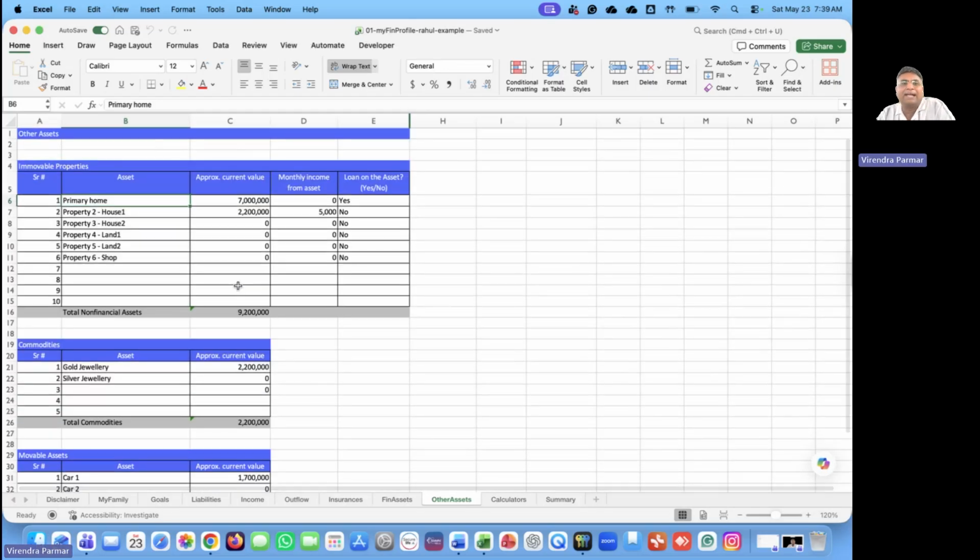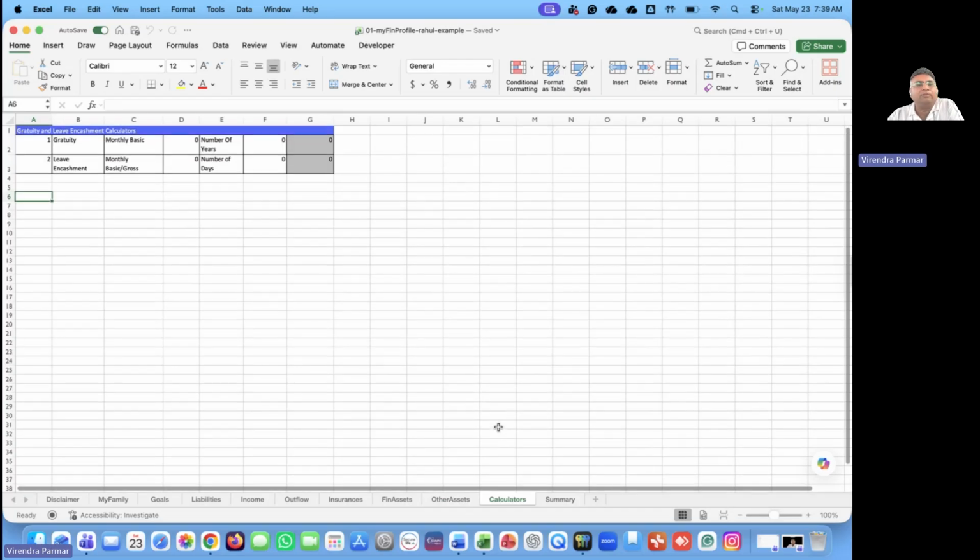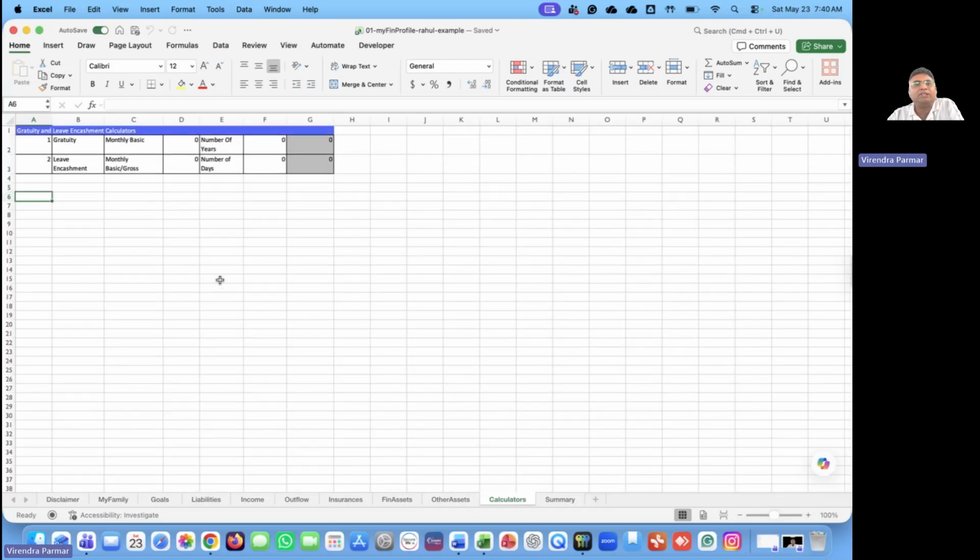You may have other assets like arts and all. You can probably put it under the commodity section. I've not seen any customer having this, so that's why I've tried to keep it simple. Apart from that, you also have a placeholder for calculators, which is mainly for gratuity and leave. So some people don't know how to do it, so they can put the right number and do it. However, I still suggest that you look at your pay slip or appointment letter and apply the necessary rule to calculate the current value of your gratuity and leave in case you have leave balance available.